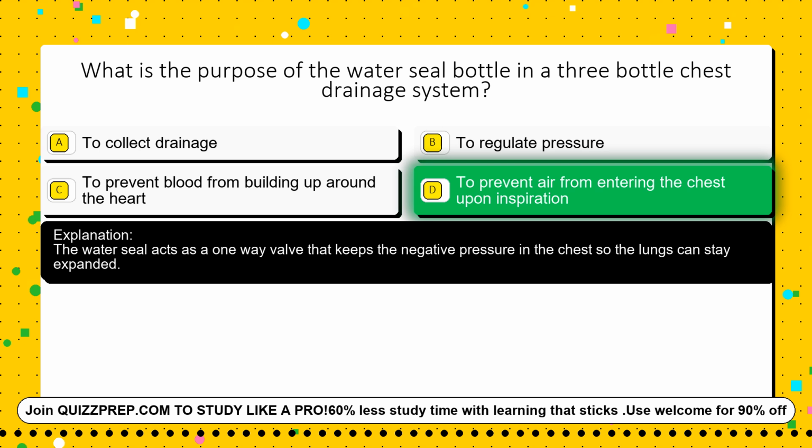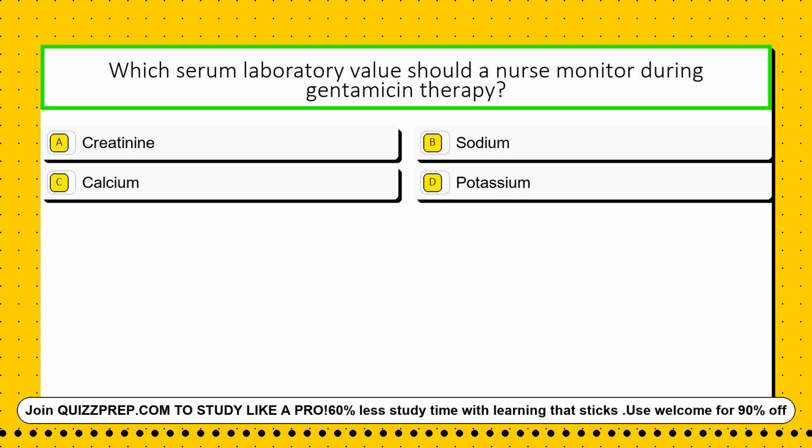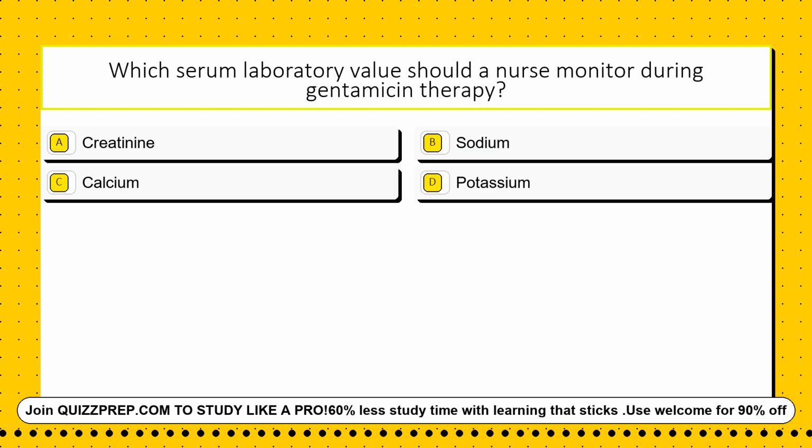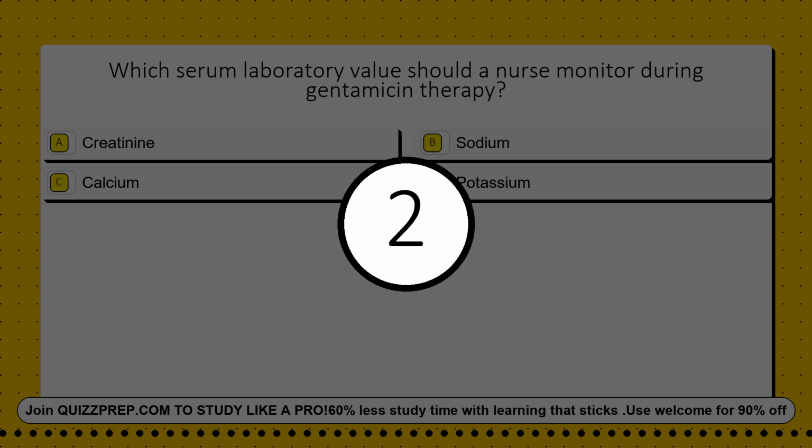Question 32. Which serum laboratory value should a nurse monitor during gentamicin therapy? Option A, creatinine. Option B, sodium. Option C, calcium. Option D, potassium.